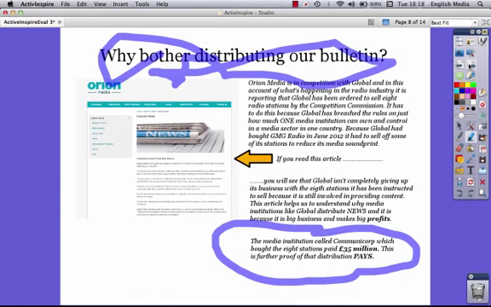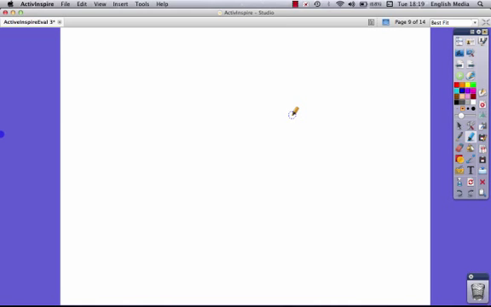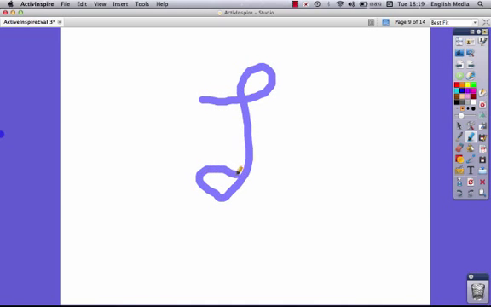So the main question we are asking is, why bother distributing our bulletin? And that's the reason why we do. And as you can see, if you read this article from Orion Media, it will say it too. The reason to distribute our media product would be because no matter what, you will always make money.